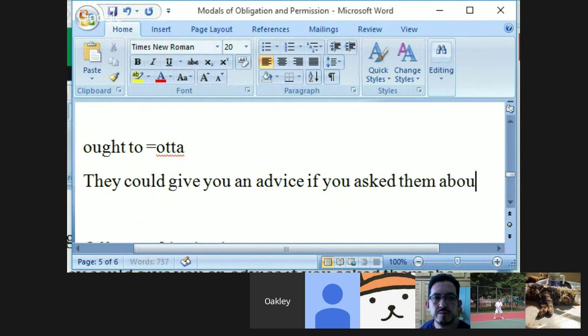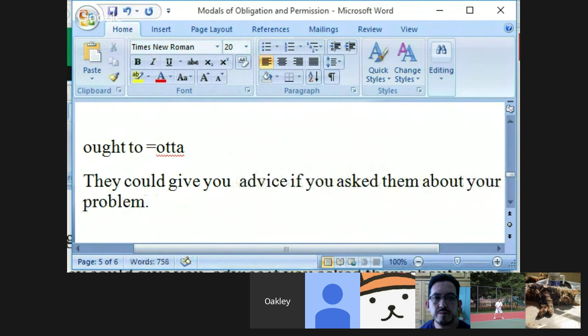Okay, one thing here. Most important thing here, advice is uncountable, always. There are no exceptions. So you can't count advice. You can't say he gave me 3 advices. If you want to make it countable, we normally use piece. A piece of advice.